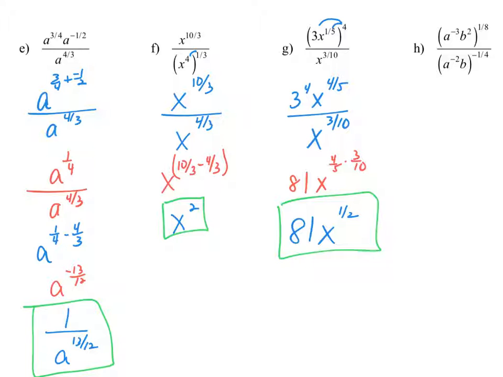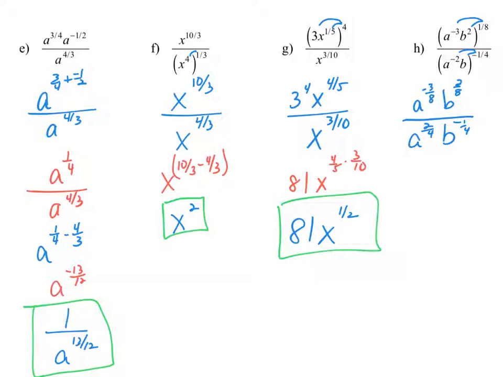In example H, we're going to share that exponent in the numerator and the denominator. So we're going to have a to the negative 3rd times 1/8. So that's going to be a to the negative 3 over 8. And b to the 2nd to the 1/8 power is going to be b to the 2 over 8, which you can reduce to 1/4. In the denominator, we're going to share that exponent of negative 1/4. a to the negative 2 to the negative 1/4. Multiplying those exponents, negative 2 times negative 1/4 is going to be 2/4 or 1/2. And then in the denominator, b to the negative 1/4.